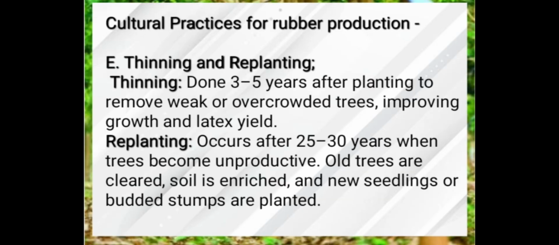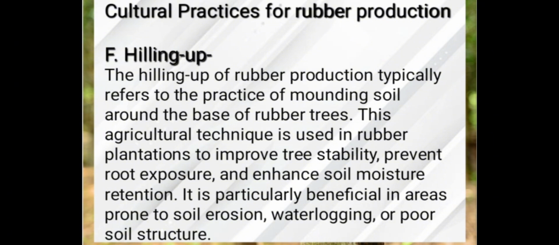Thinning and replanting. Thinning is done 3 to 5 years after planting to remove weak or overcrowded trees, improving growth and latex yield. Then replanting occurs after 25 to 30 years when trees become unproductive. Old trees are cleared, soil is enriched, and new seedlings or bud stumps are planted.